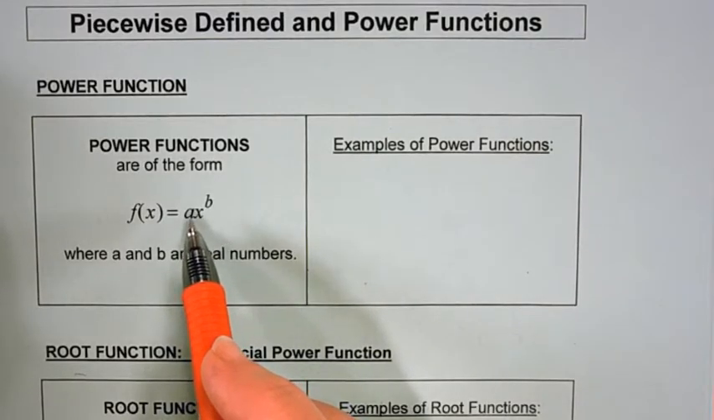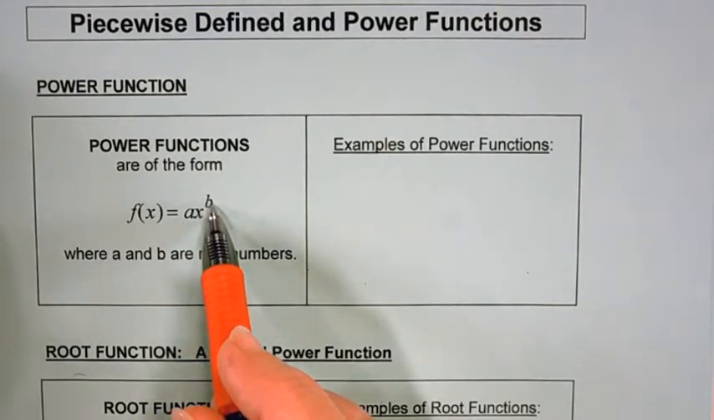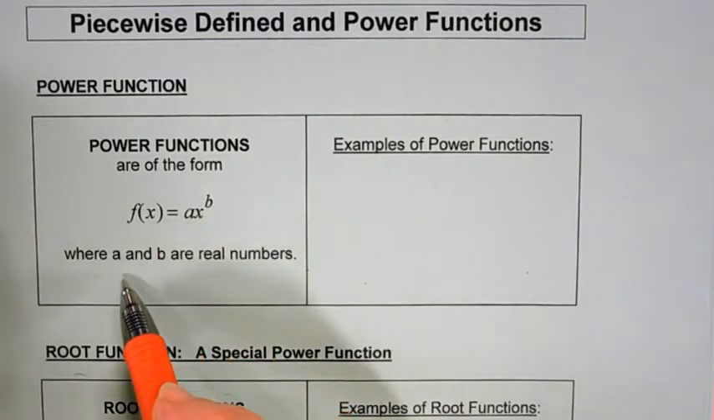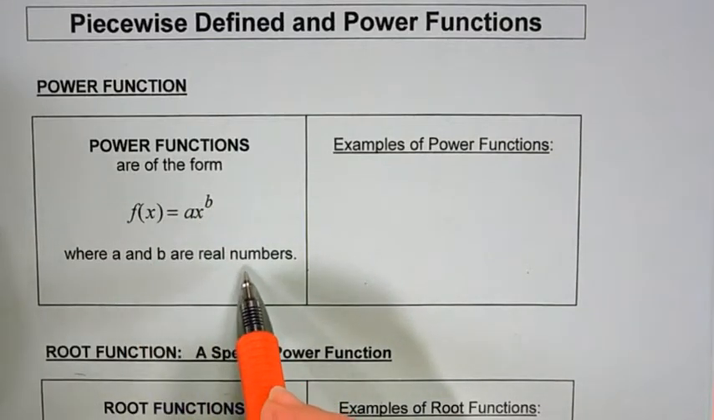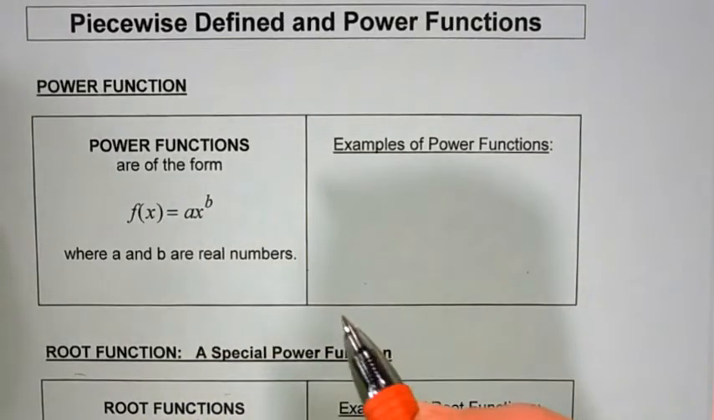We have a real number as a coefficient, a, times a variable, usually x, raised to an exponent, b. And again, a and b represent real numbers. Notice, however, there's only one term in a power function, so power functions contain only one term. Well, let's look at some examples of some power functions.